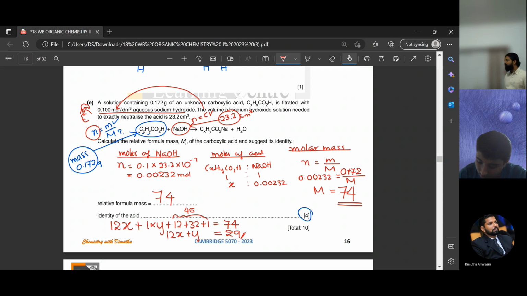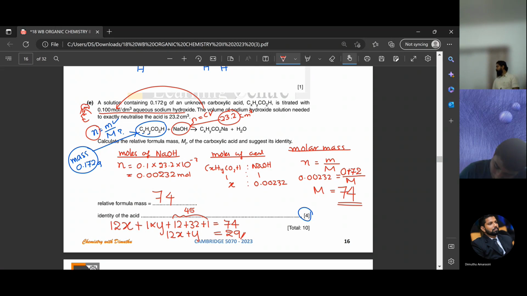You can do it like this. You think there is one carbon atom. Then 12x, where x is 1, so y becomes 29 minus 12, that is 17. Can you have 17 hydrogen atoms in an organic molecule for one carbon atom? We use trial and error.